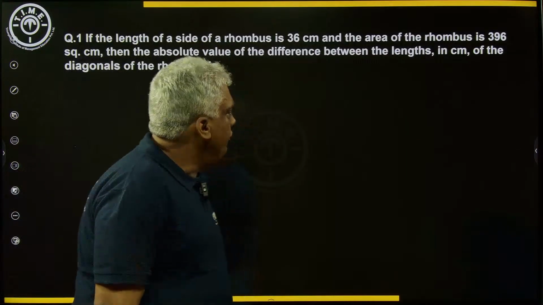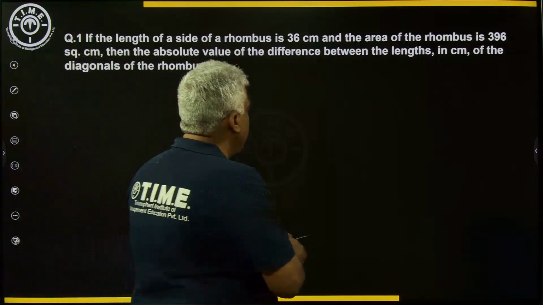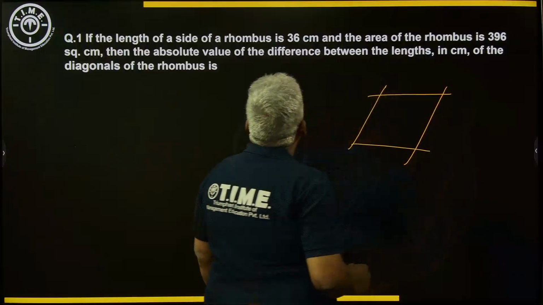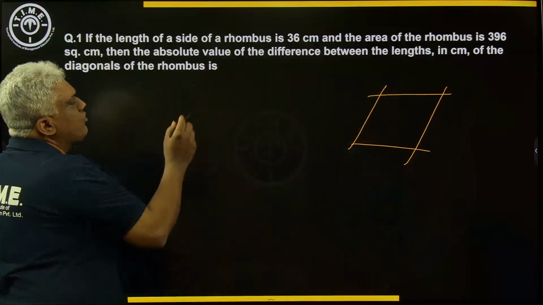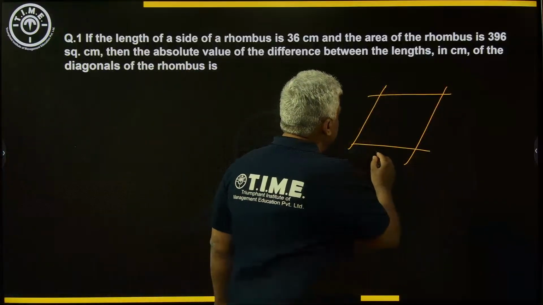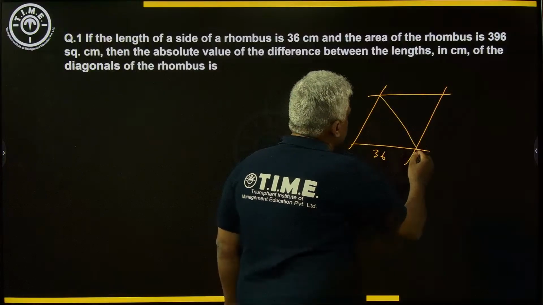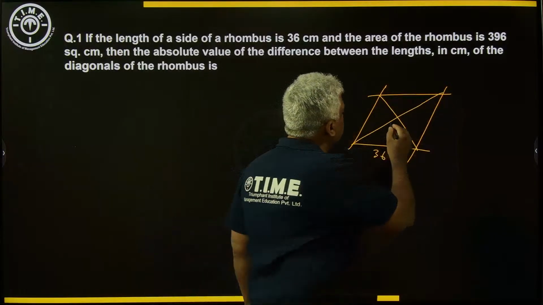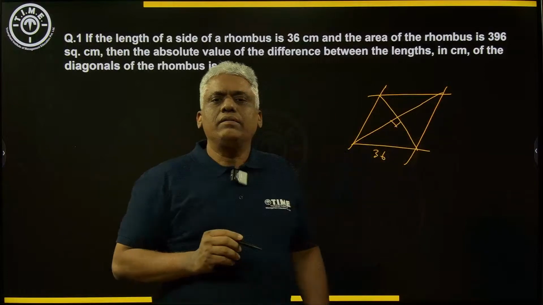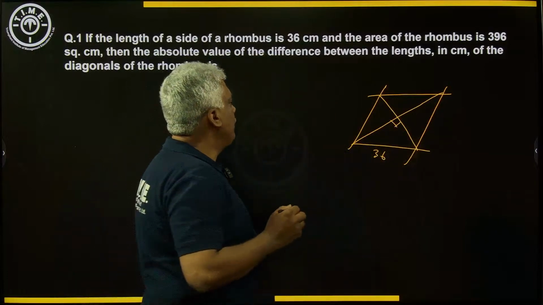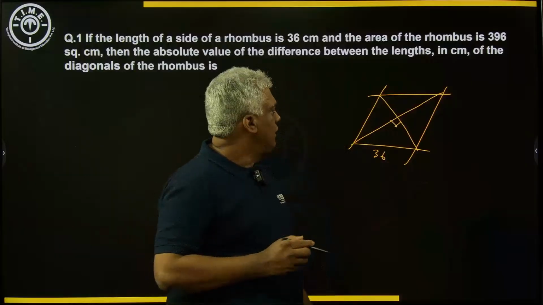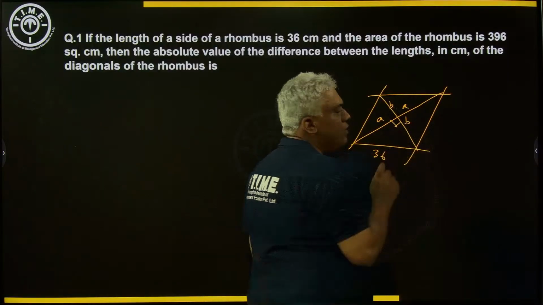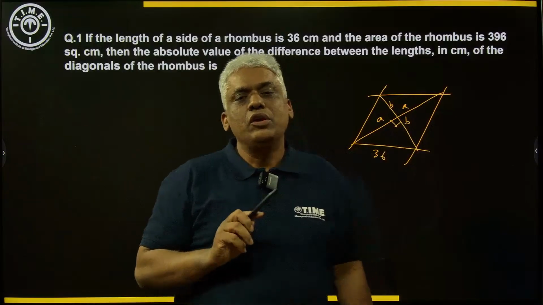Okay, let's solve this question. Now you see this rhombus. We know that in a rhombus, it's given that the length of each side is 36. These are diagonals. We know that diagonals are perpendicular, so this is 90 degrees, right? Let the lengths of the diagonals be 2a and 2b. Diagonals intersect each other, so let's say this is a, and this is b and b, right? So lengths of diagonals are taken 2a and 2b.